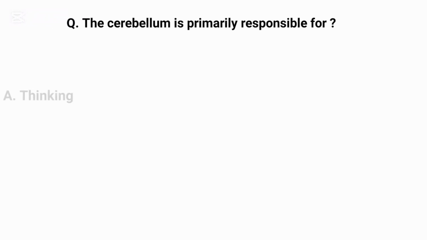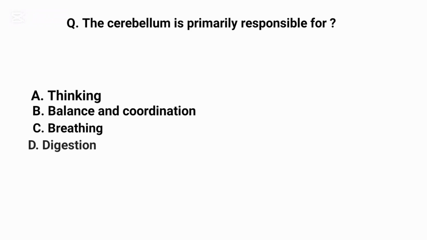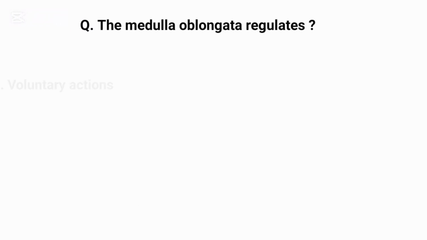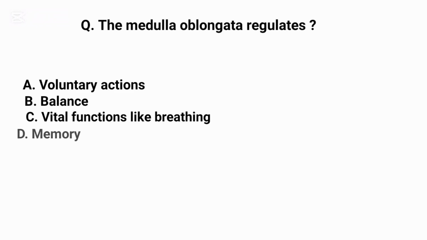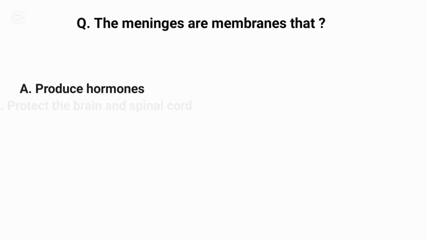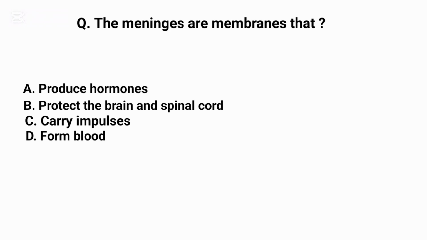The cerebellum is primarily responsible for. Correct answer is option B, balance and coordination. The medulla oblongata regulates. Correct answer is option C, vital functions like breathing. The meninges are membranes that. Correct answer is option B, protect the brain and spinal cord.